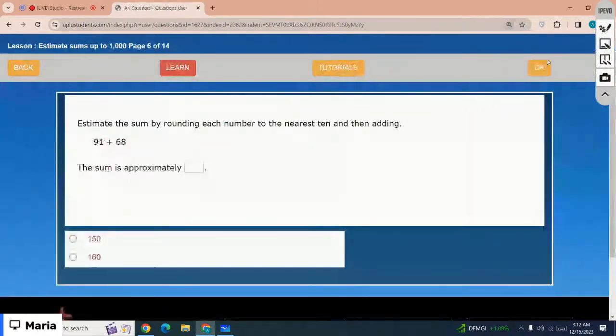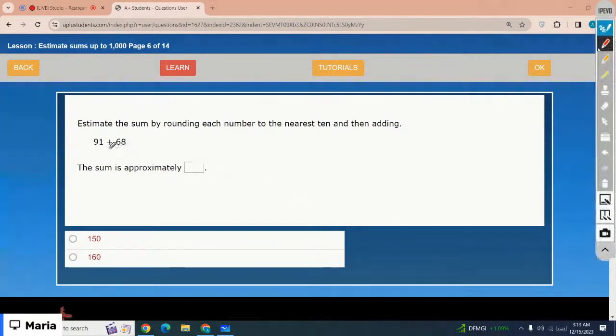Okay, the next one is estimate the sum by rounding each number to the nearest 10 and then adding. So, which is the correct option? 91 is rounded off to 90 and 68 is rounded off to 70. So, together they make 160. The correct option is 160.